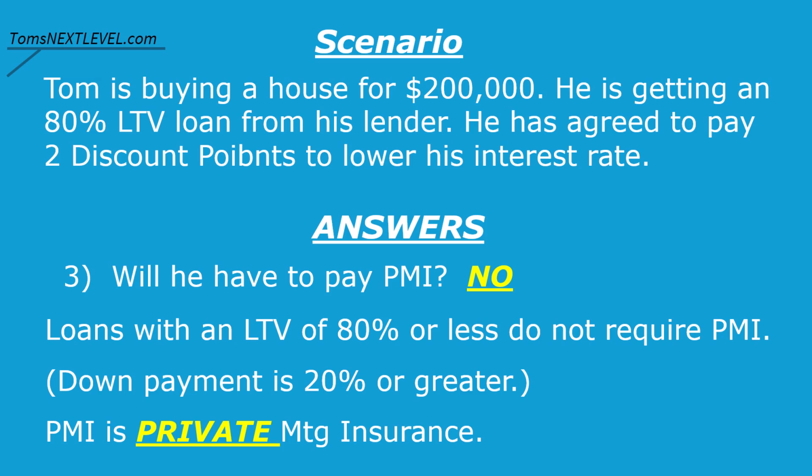An easy way to remember private mortgage insurance is the P in PMI stands for private, which means it's not a government loan. It's not an FHA or a VA loan. It's a private conventional loan. And so PMI equals private mortgage insurance.